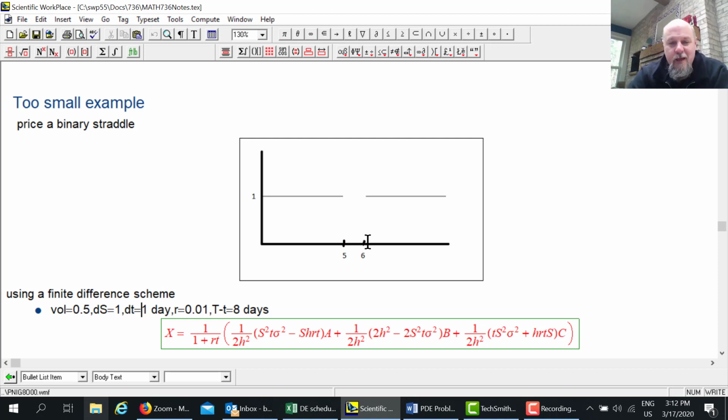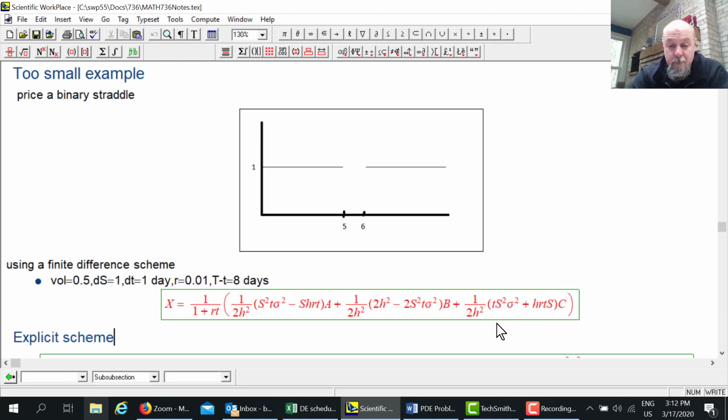I guess I have to go past $6. How much past? I don't know, maybe up to $10. The time left is going to be 8 days. Our time step then is going to be one per day. We've got a risk-free rate of return. So here's our formula that we had developed up there for our explicit scheme.